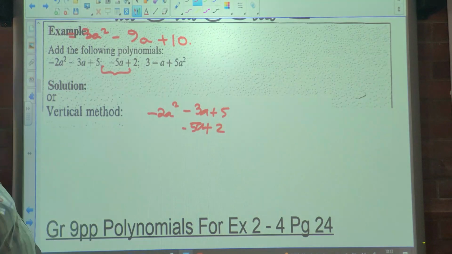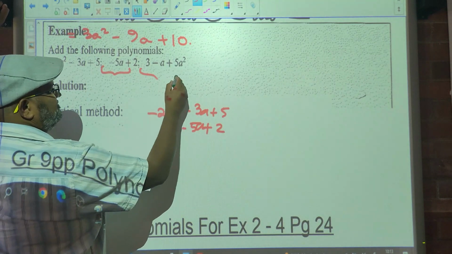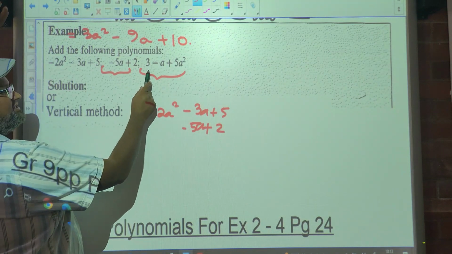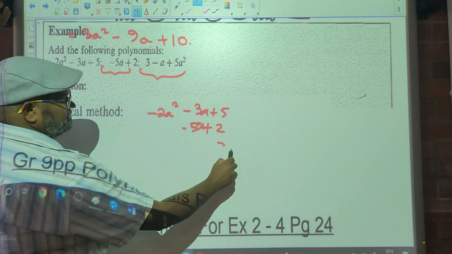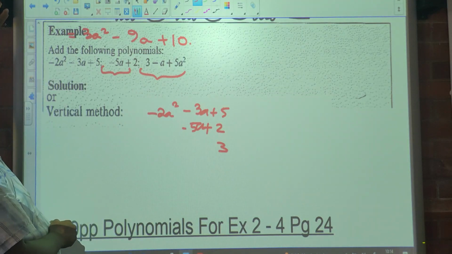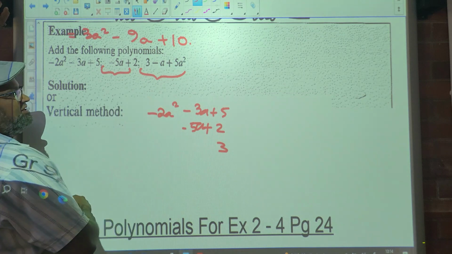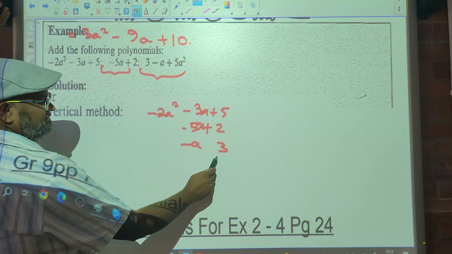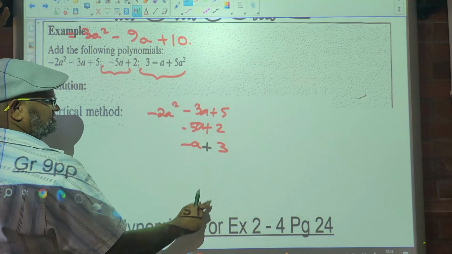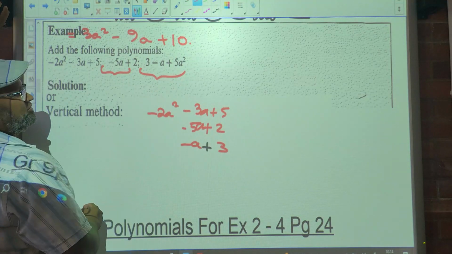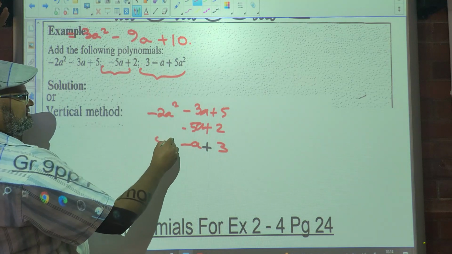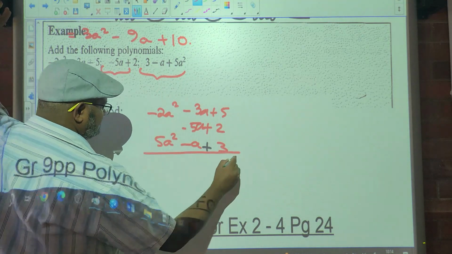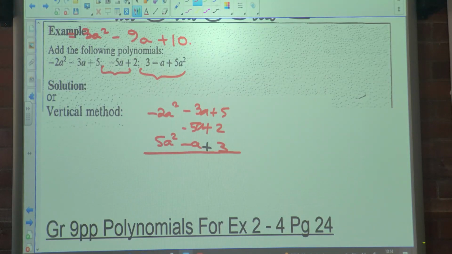You will agree with that? The other end, for that expression, the 3 will go under the 2. So it's constants, not so. Where will the negative a go under? The 5. So this 3 will be positive or negative? Positive. No sign means positive. Where would 5a squared go under? As we would do vertical addition. Can you see that, people?